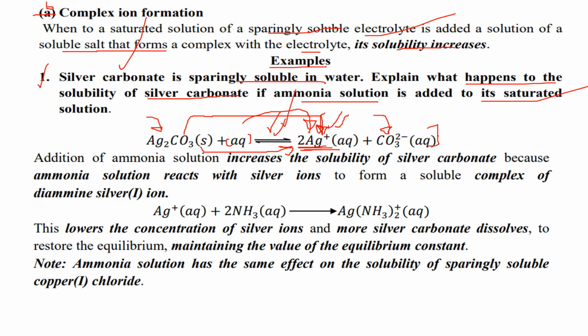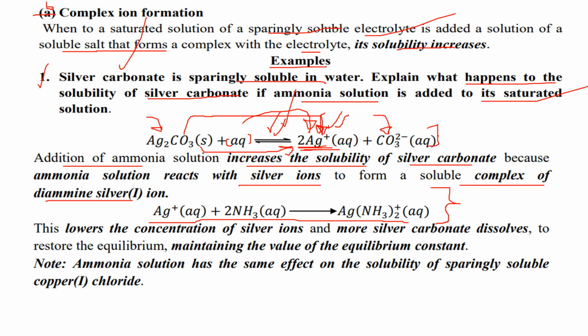So that's why we are going to explain it in terms of such an explanation, and we are going to say that addition of ammonia is going to increase the solubility of silver carbonate, because ammonia solution is going to react with the silver ions, forming a soluble complex of diammine silver ion, and that happens according to the following equation. Whenever explaining something and you give a statement that requires an equation, always write it, because it will increase the marks that you are getting in that particular question.